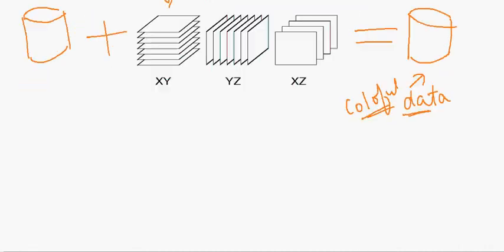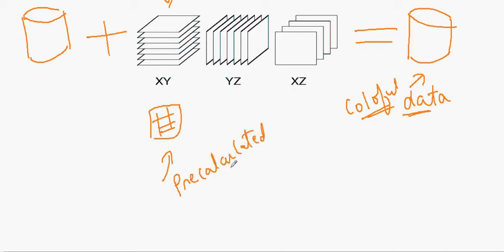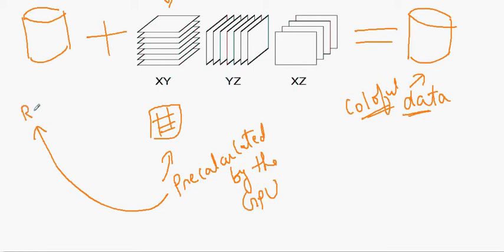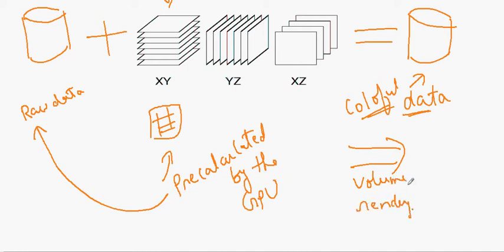In the case of texture mapping, these textures, whatever the pattern may be, are pre-calculated by the GPU, and they are interpolated or mapped to the raw data whenever we are going to do the volume rendering or displaying on the 2D screen.